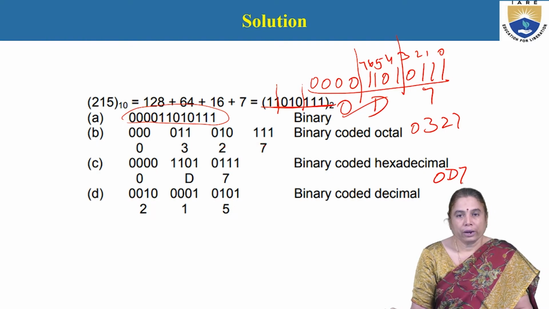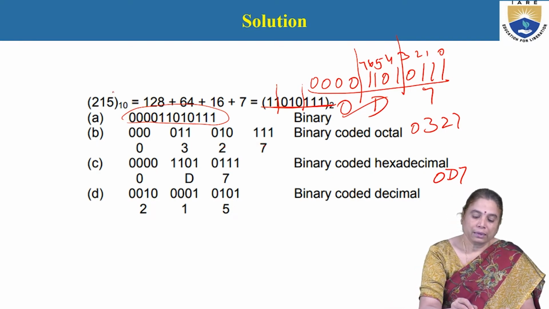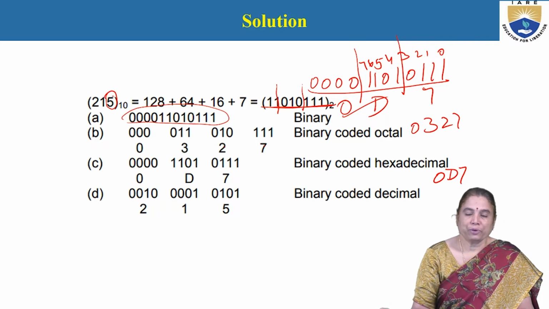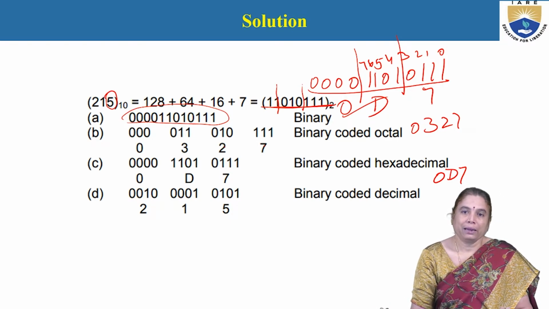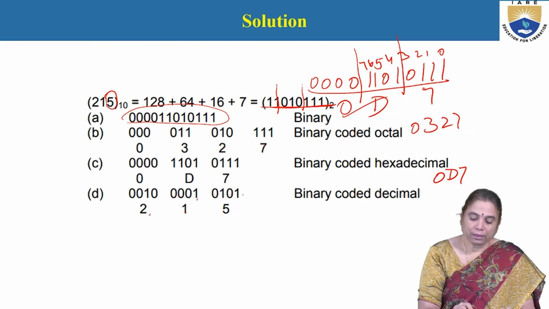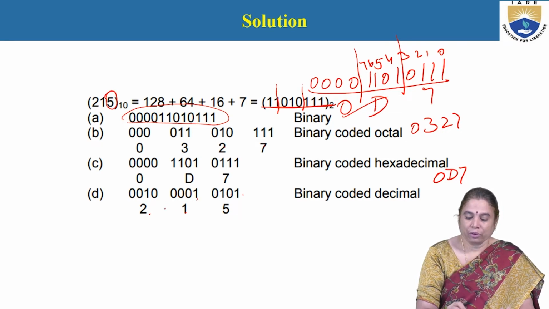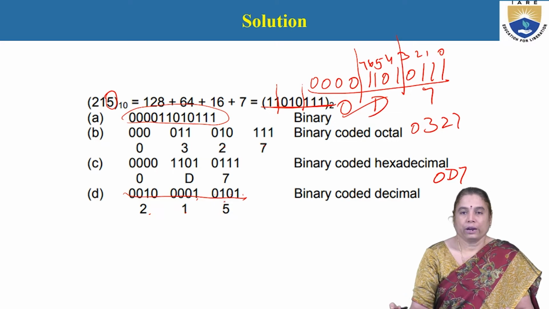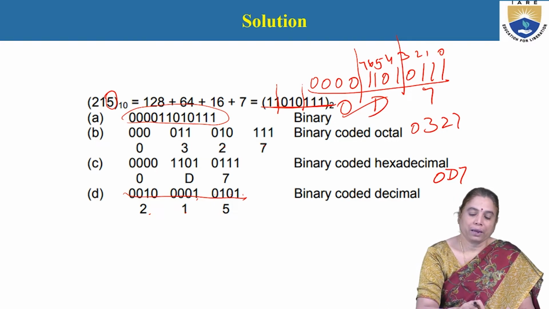And binary coded decimal form means for each digit we have to produce the exact 4-bit binary equivalent. So to represent the 5, the 4-bit binary equivalent is 0101, to represent the 1, 0001, and to represent the 2, 0010. So this is the binary coded decimal notation of the number 215.